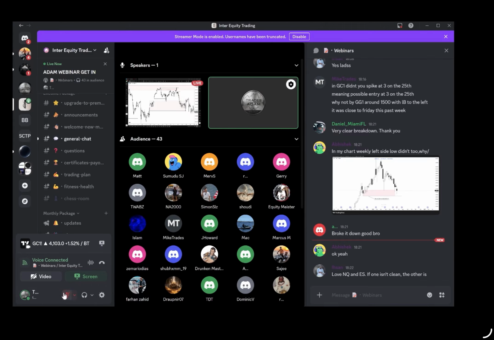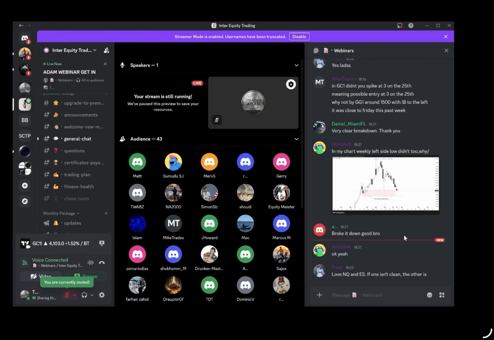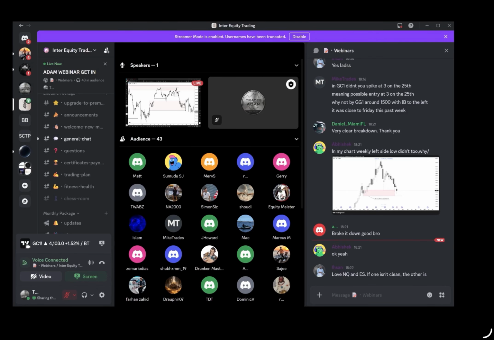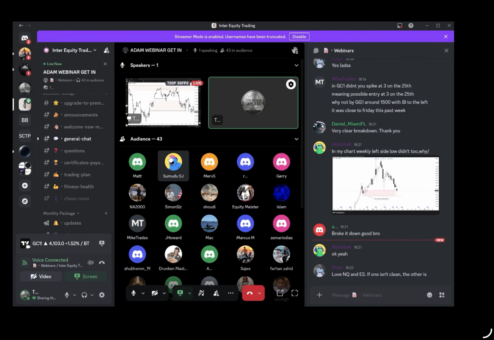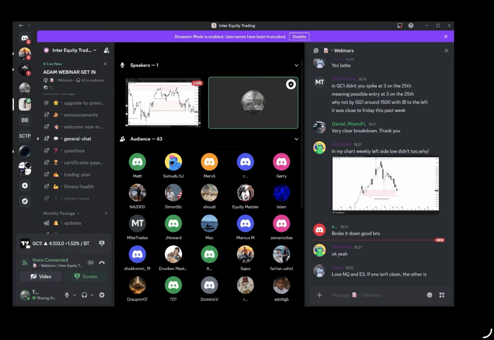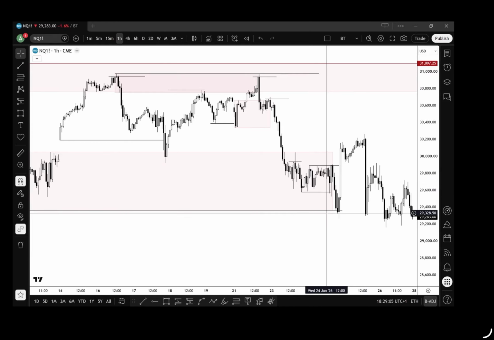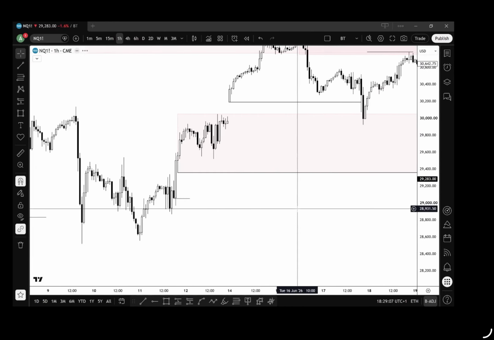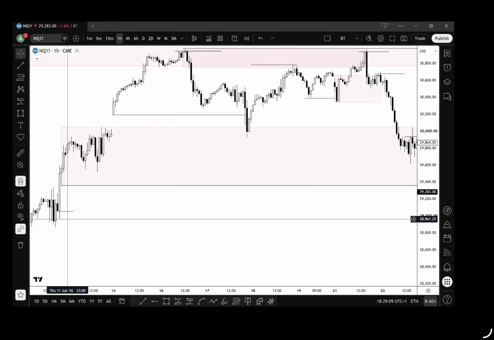One second, guys. One second. Okay, sorry about that. Okay, so going back. So we come and we spike. Now there is an LB to the left. You can see that. Okay, you have this low to the left.